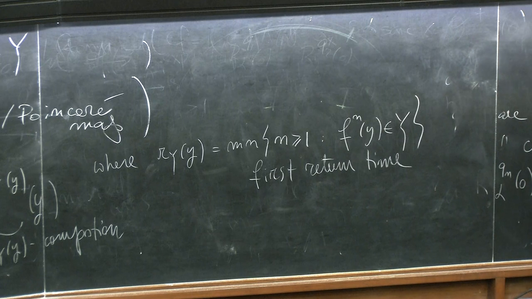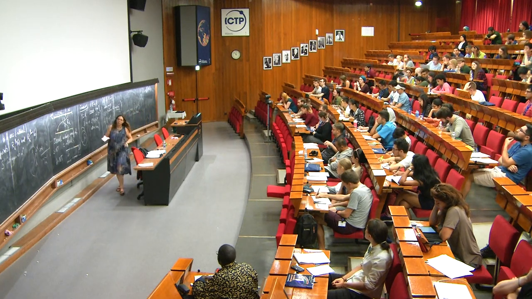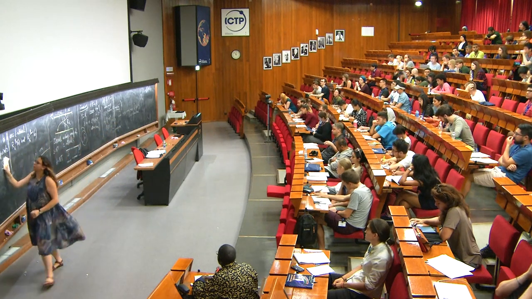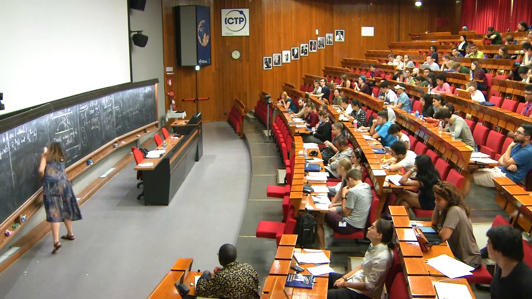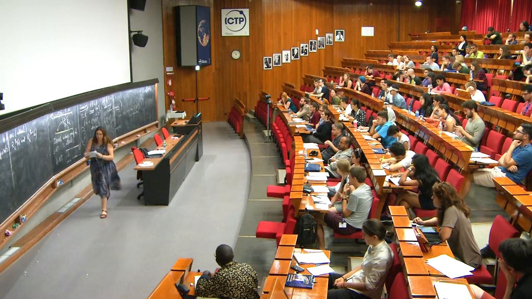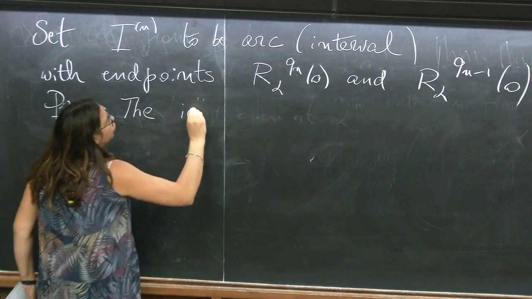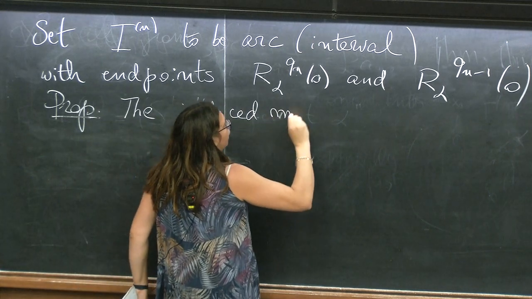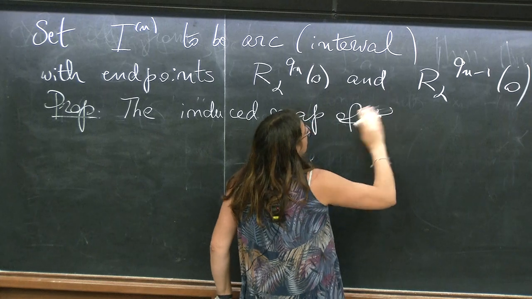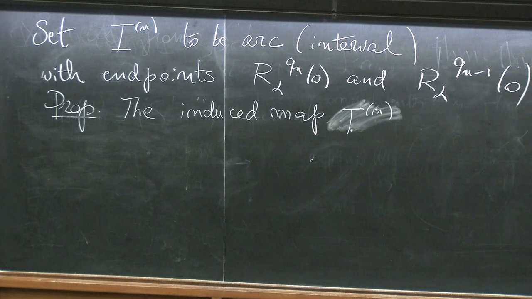Now I have all the statements to state what I want to show you and the algorithm I want to explain. I want the theorem somewhere that I don't erase, so maybe I'll do it here. I keep the endpoints and the intervals. And what I claim is, the main proposition. Let me say the induced map of R_alpha. Let's give it a name. Let's call this induced map T_n.